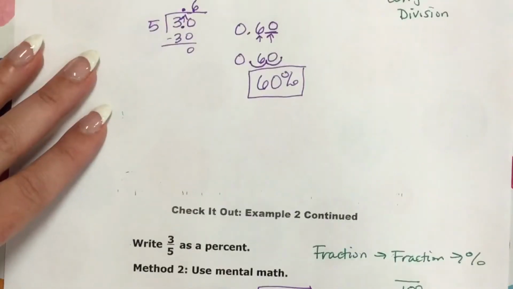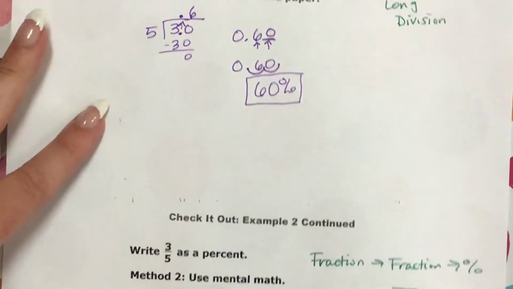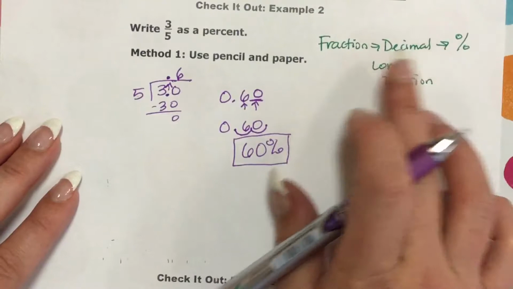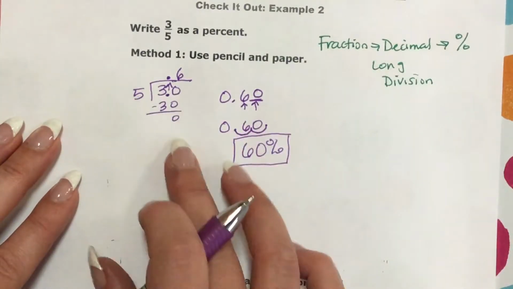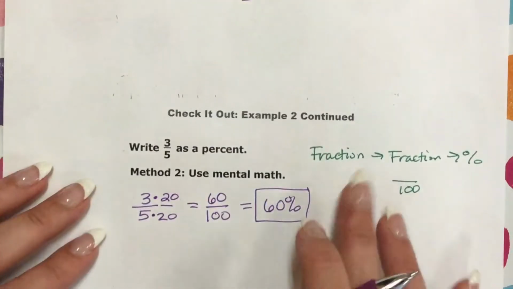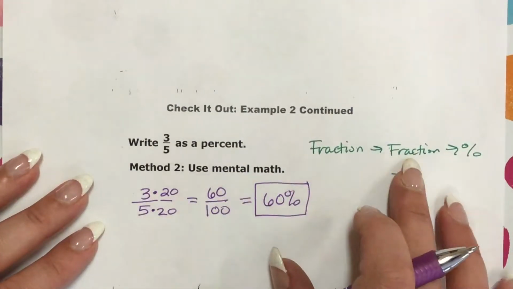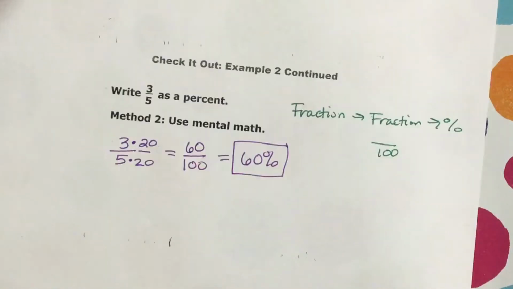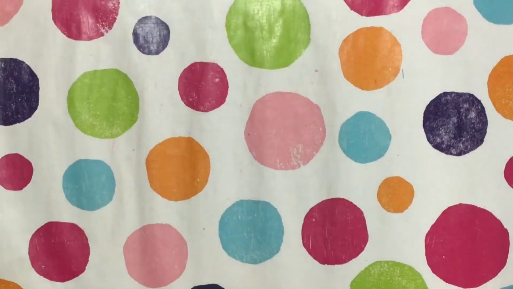So if you got both of those right in both of the different methods, method 1, using a fraction, converting it to a decimal using long division, and then taking that decimal and converting it into a percentage, great job. And if you did, you had the fraction, and then you converted it into a fraction with a denominator of 100, and you got the percentage. Wonderful job. Okay. Let's go ahead and try example 3.